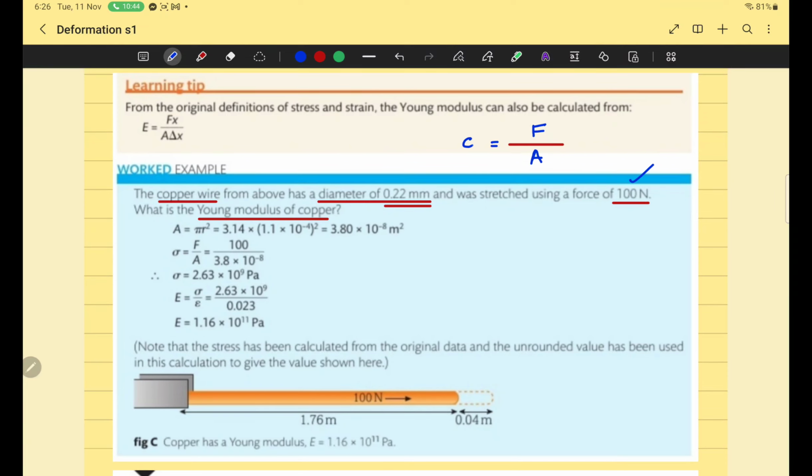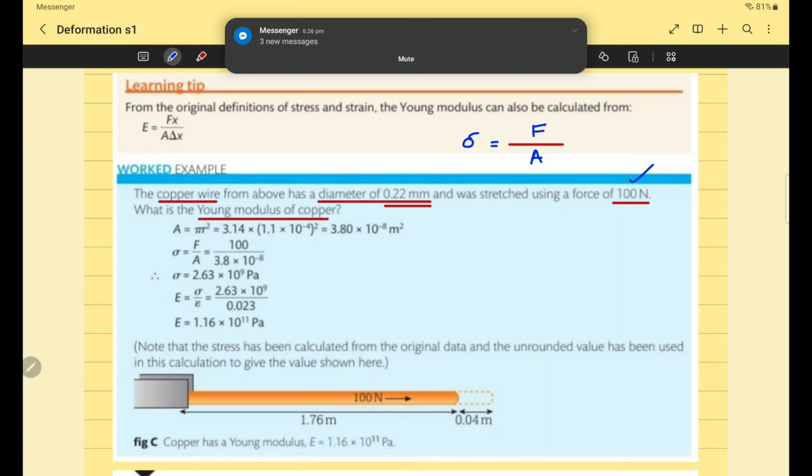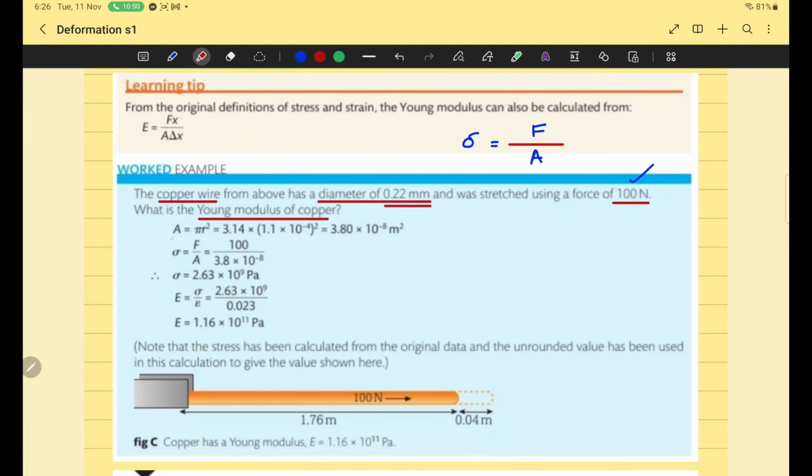Force per unit area is called stress. So we are not given area. How do we calculate area? Area is equal to pi r squared. The value of pi is 3.142. We are not given radius, but we are given diameter. If you halve this diameter, 0.22 divided by 2, obviously it will give you radius. It will be 0.11 millimeter.